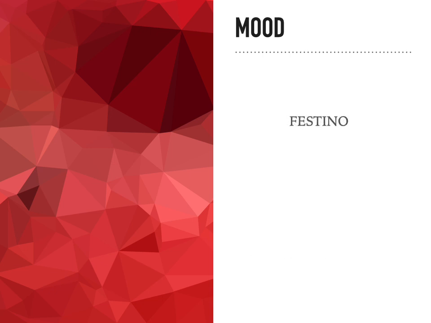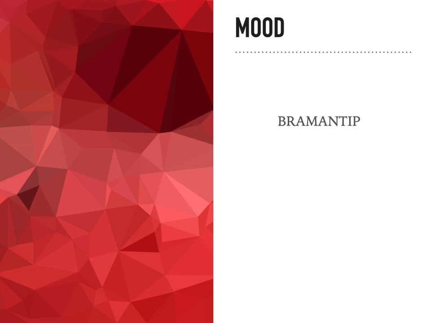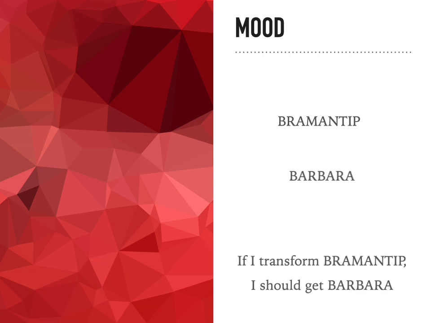If I begin with Festino, the one in the first figure that begins with Fe is Ferio, so if I transform Festino, I should get Ferio. If I have a fourth figure like Bramantip, I look for the first figure that has B and A, that's Barbara. So if I transform Bramantip, I should get Barbara.